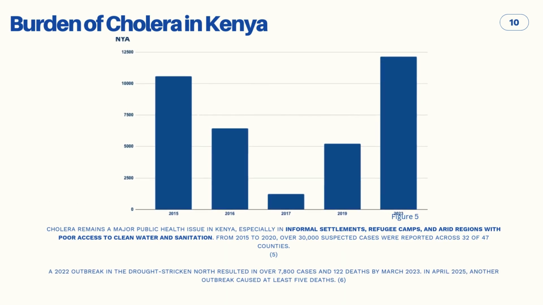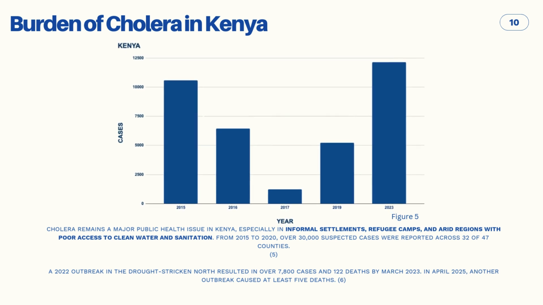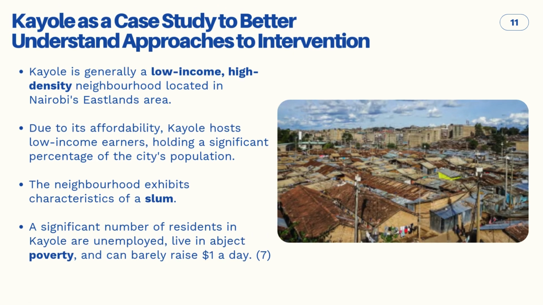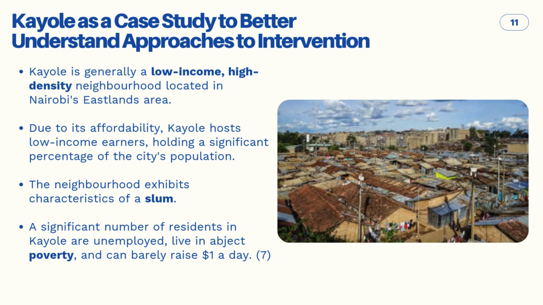In Kenya, cholera has been a persistent issue, with outbreaks occurring regularly. Major outbreaks were reported in 2015, 16, 19, and late 2022 and early 2023. The disease is widespread, affecting 68% of Kenya's counties between 2015 and 2023. Despite challenges, Kenya is striving for cholera elimination by 2030 with increased vaccine campaigns and efforts to improve water supply and sanitation. But let's zoom into Kayole, a case study to better understand approaches to intervention.